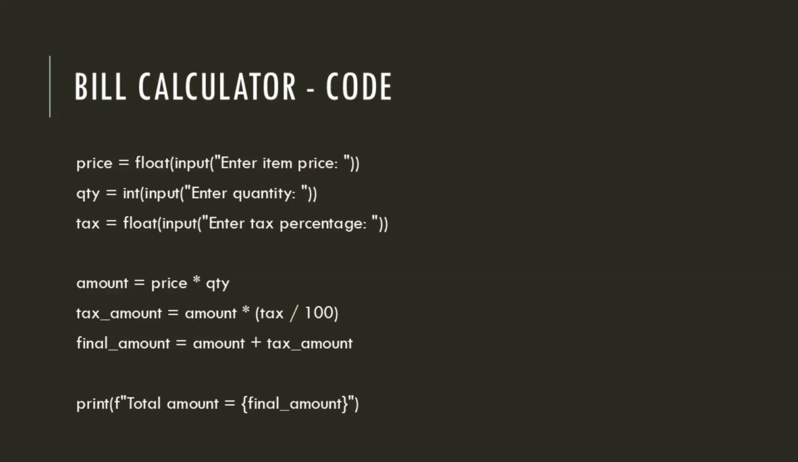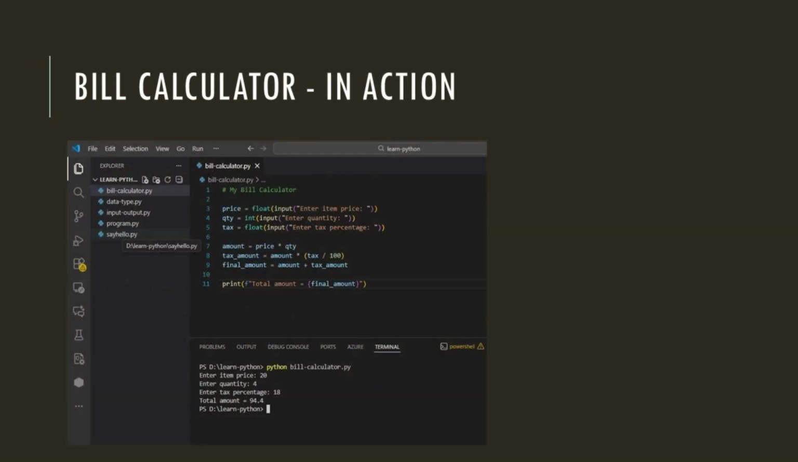amount = price * quantity. tax_amount = amount * tax / 100. final_amount = amount + tax_amount. print("Total amount =", final_amount). Great job! You have successfully built your first project in Python.